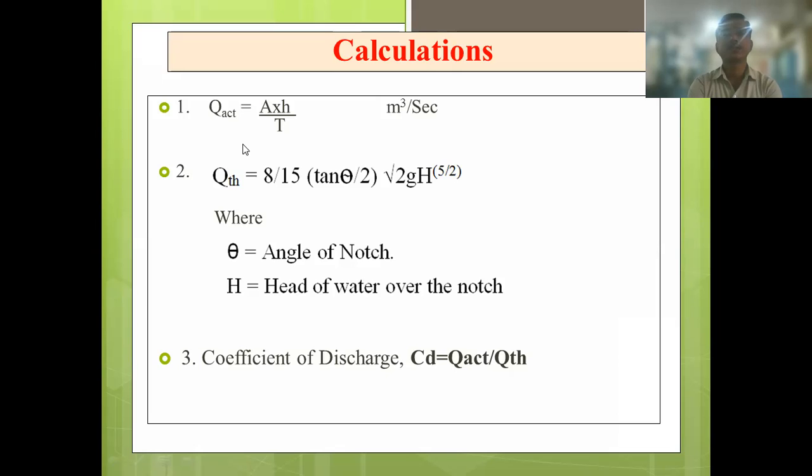Second calculation. What is the formula to find the discharge by using a V notch or triangular notch? Q theoretical is equal to 8 by 15 tan theta by 2 into under root 2g into h raised to 5 by 2, where theta is the angle of the notch, and h is equal to head of water over the notch.